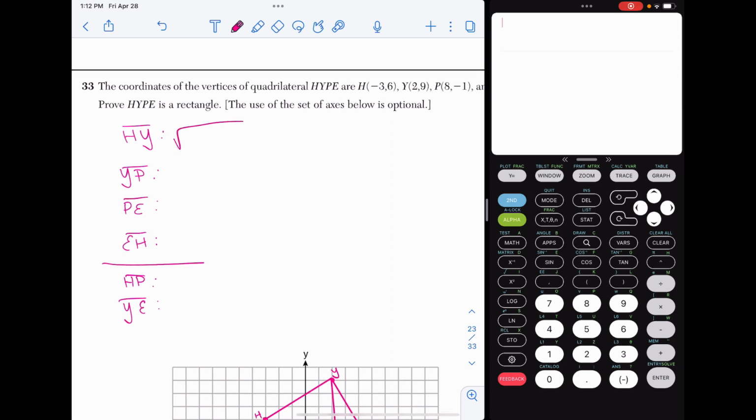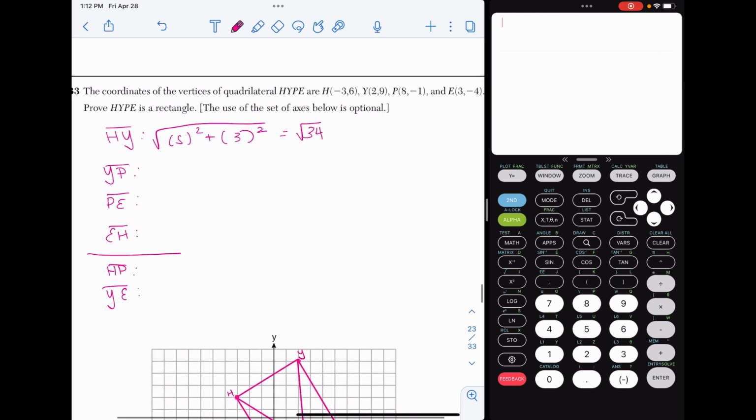For my distance formula, I'm going to subtract the x's, square it, subtract the y's, square it. It doesn't really matter which order you subtract the x's and the y's in because you're squaring it anyway, so we'll come out to the same answer. This is going to give me 25 plus 9 inside the radical, that's 34. So HY is radical 34. Okay, now let's continue on.